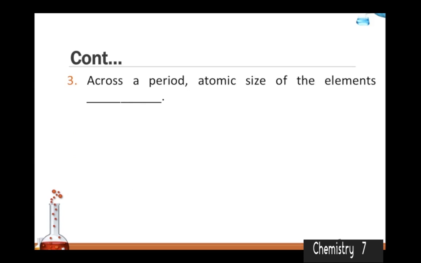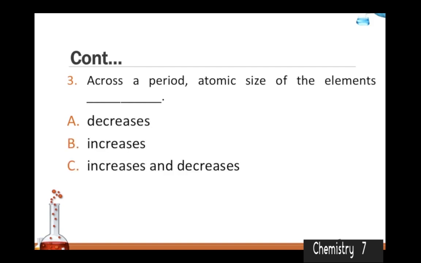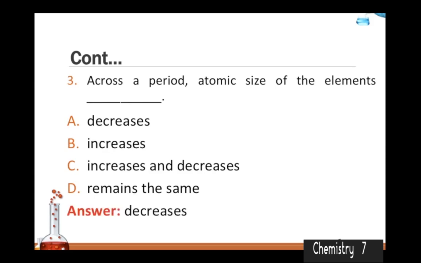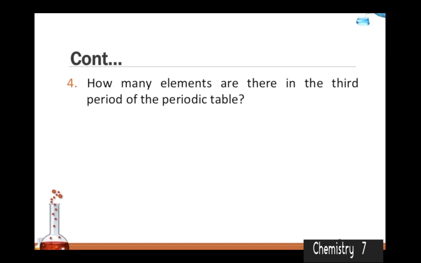Across a period, atomic size of the elements decreases, increases, increases and decreases, or remains the same? Decreases. How many elements are there in the third period of the periodic table? 8, 18, 4, or 32? 8.